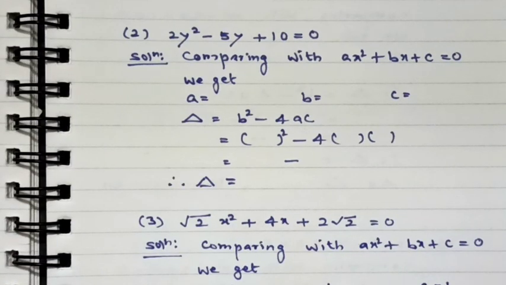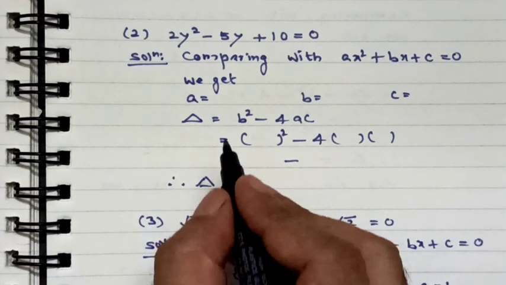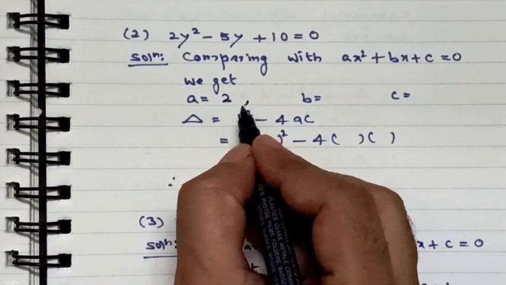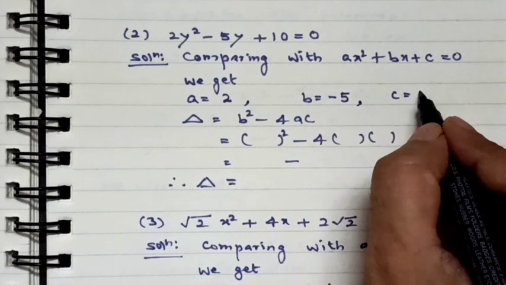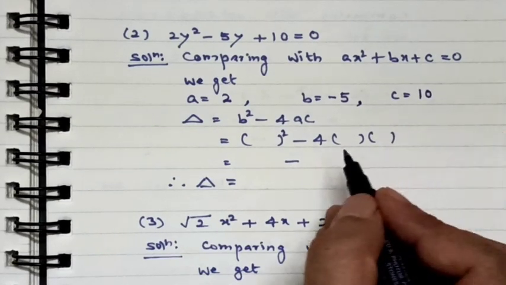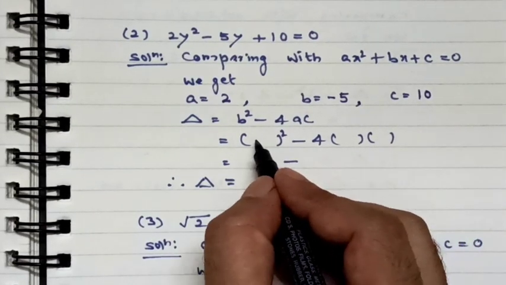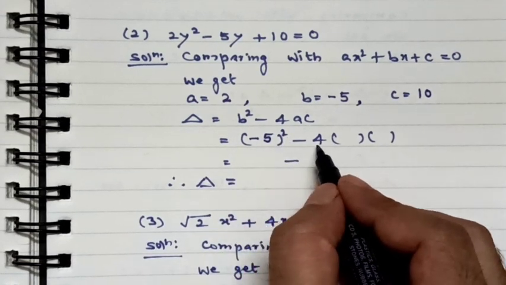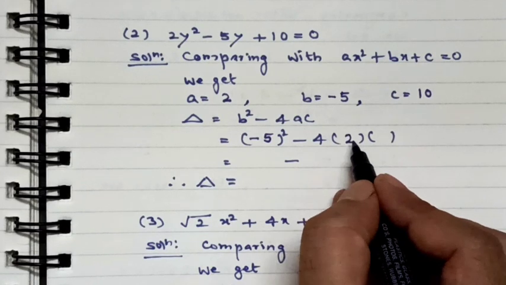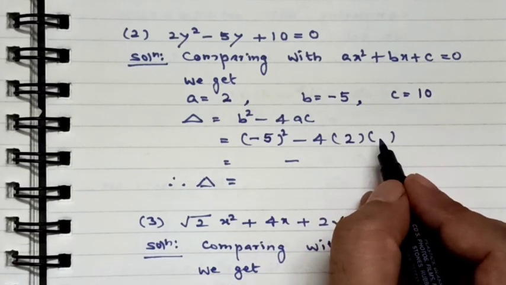Second question, 2y square minus 5y plus 10 is equal to 0. Repeat the same method, same procedure, same steps. Find out a will be 2, b will be minus 5, not 5, and c is equal to 10. Now you have to put the values. b is minus 5 whole square, minus 4, a is 2 and your c is 10.